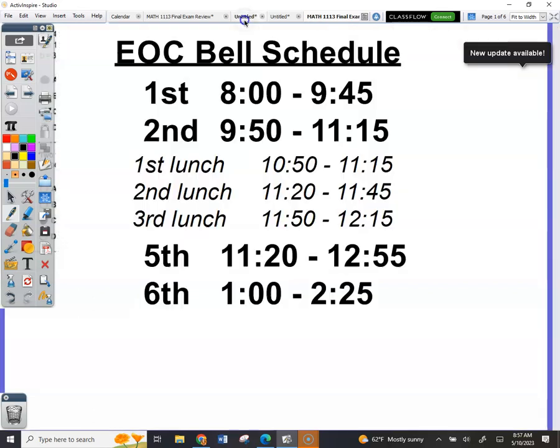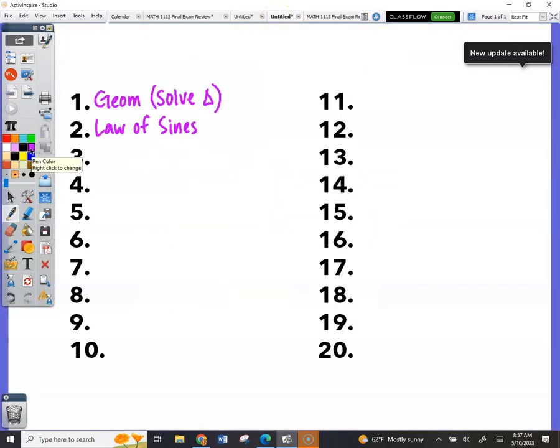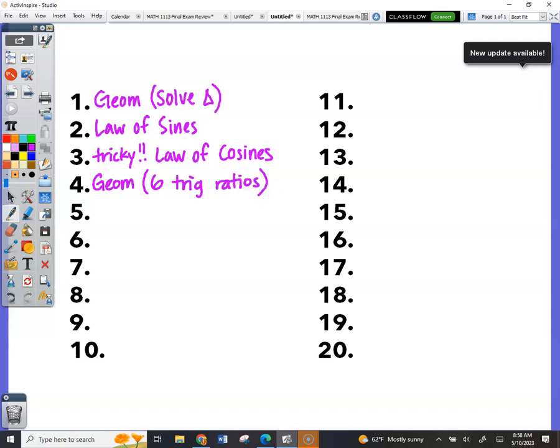So I'm going to go back to this page right here, and I'm going to write, tricky, and then I'm going to put law of cosines. Alright, so number 4 is basic trig. It's the 6 trig functions. I'm going to write geometry because it does not involve anything extra, but I know in geometry you didn't learn cosecant, secant, and cotangent. But it is the basic geometry, and it's writing the 6 trig ratios.